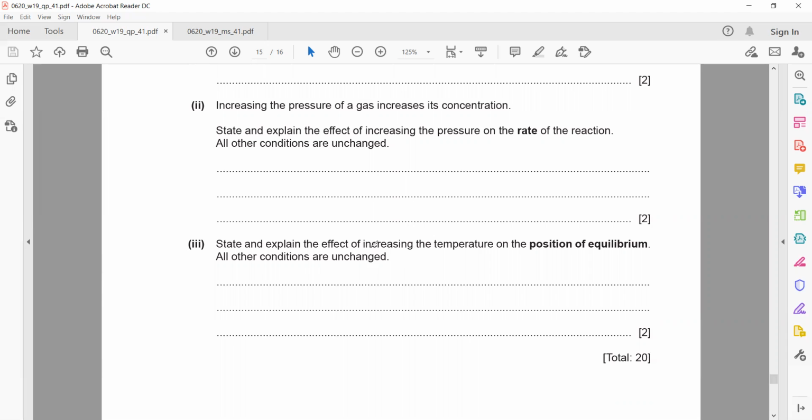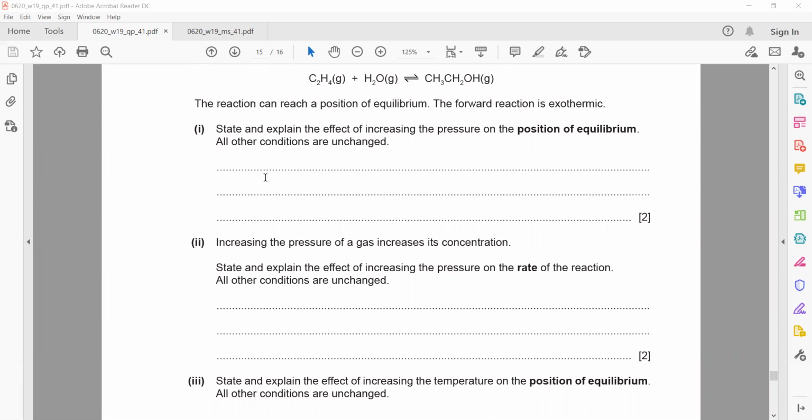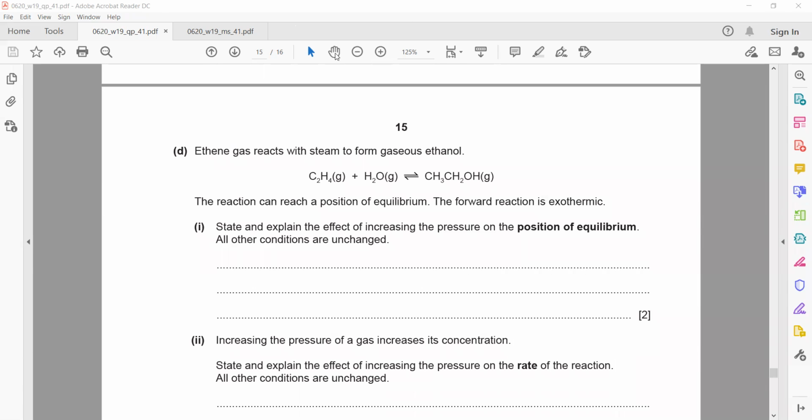State and explain the effect of increasing the temperature. So this reaction, they mention, is an exothermic reaction. If a reaction is exothermic, reactants have high energy and the product has low energy. And they're saying we are increasing the temperature. If I increase the temperature, what will I get more of? It's a reversible reaction, so I'll get more reactants back again.